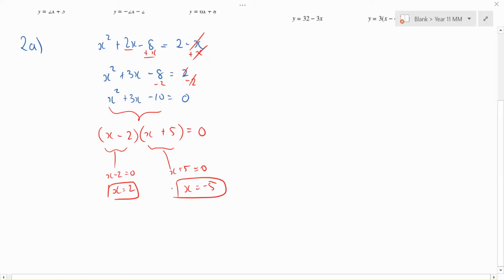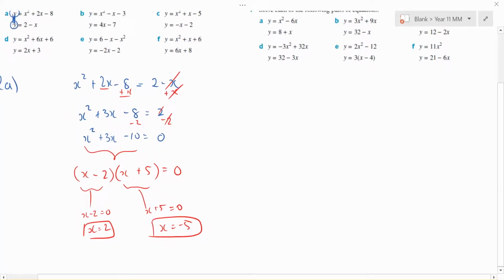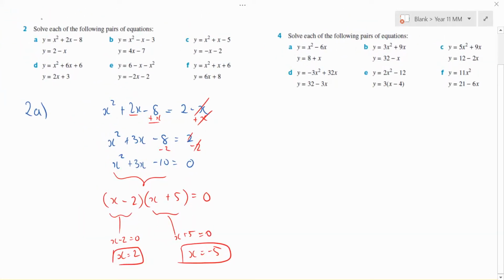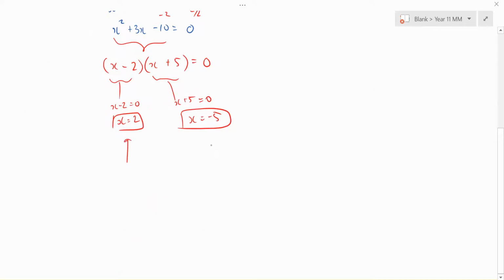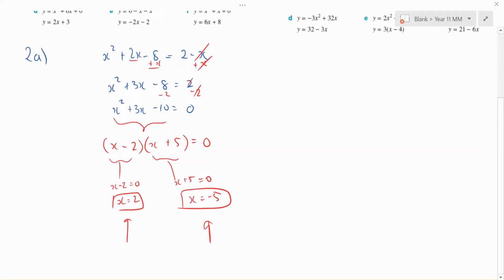So what does that imply? After doing all this algebra, what does it mean? It means for question 2a, y equals x squared plus 2x minus 8, and y equals 2 minus x have to intersect at these 2 points. Because I said if they do intersect, they share the same y coordinates, so let's equate them and see if there is an x coordinate where they do intersect. And it just so happens that I do have two x coordinates, which means there is an intersection. Intersections occur at x equals 2 and x equals negative 5.